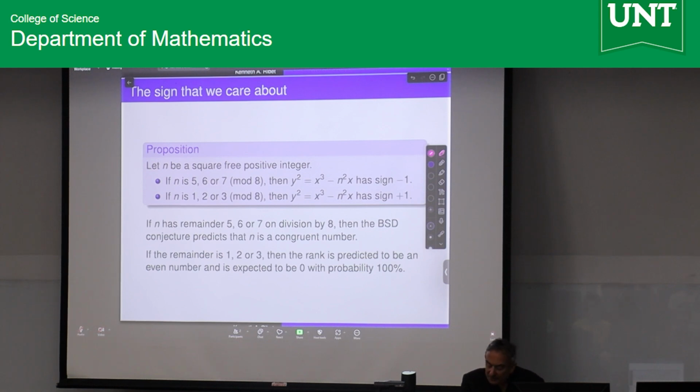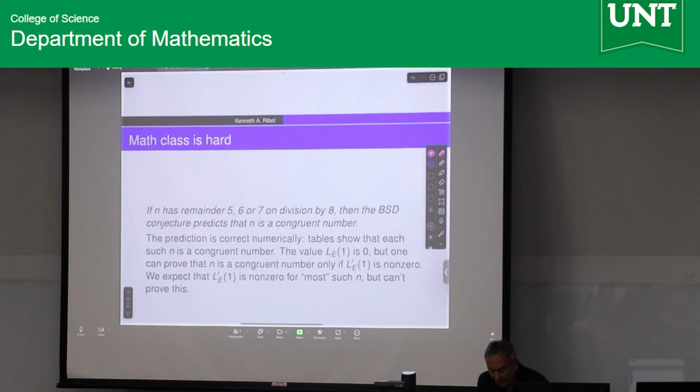And when we see that there is a congruent number in the table, that's the case where the sign is -1, so the rank should be positive. But if the remainder is 1, 2, or 3, then the rank is 0, 2, 4, and so on, and it's very likely to be 0. And this actually explains what's going on in this table.